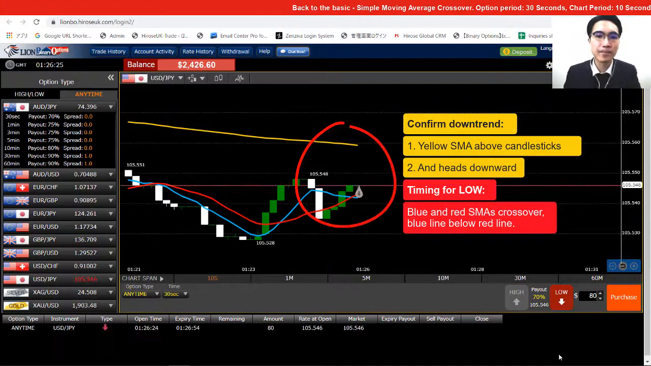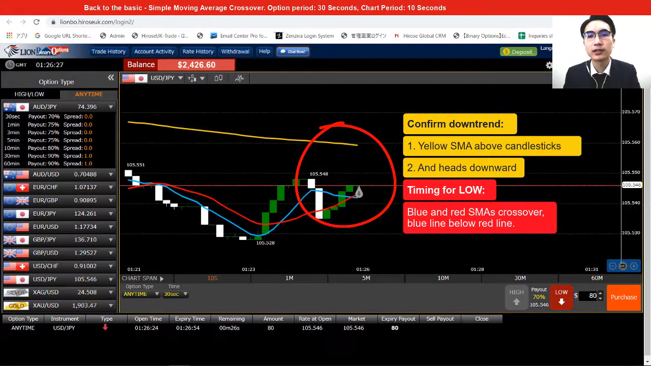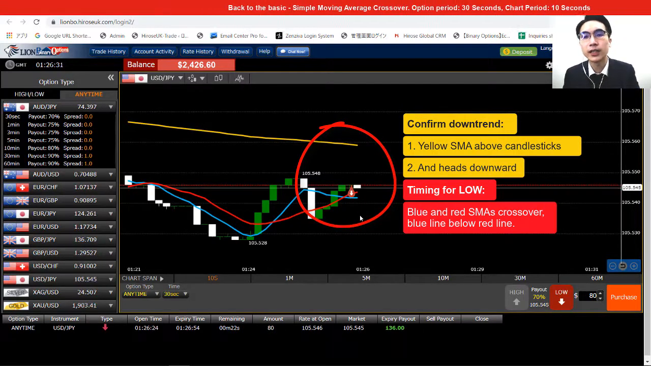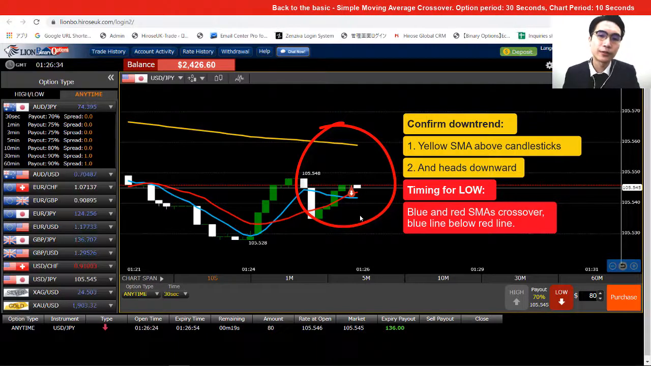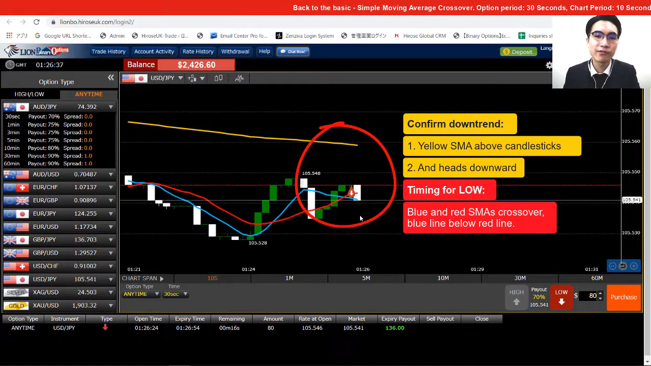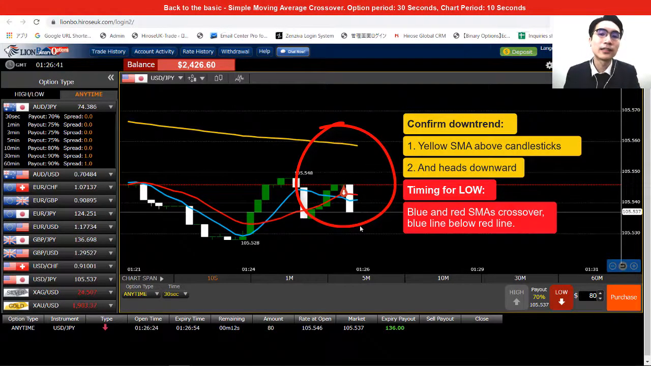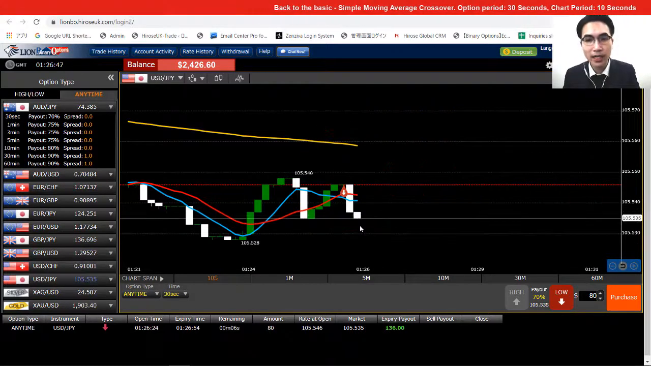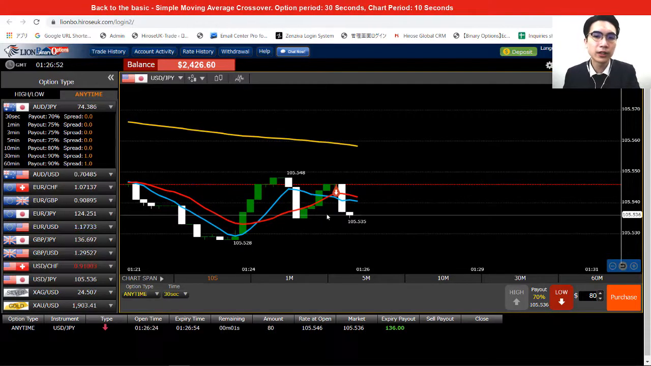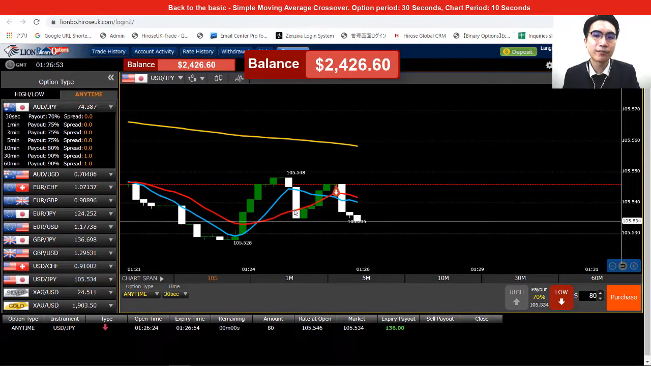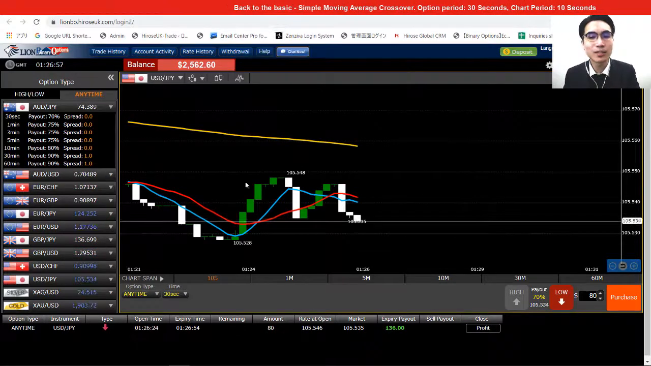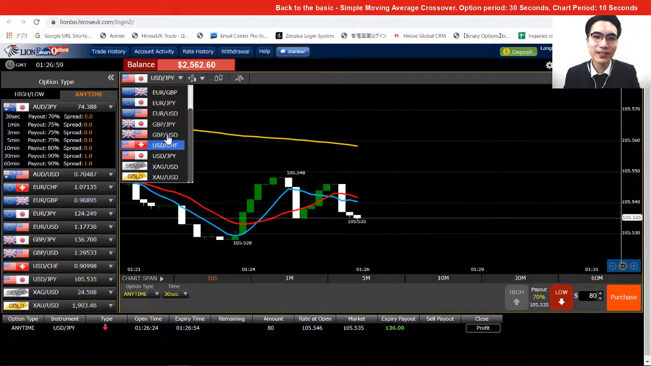There we go. And again, it's a downtrend. The yellow simple moving average is above the candlestick, and the other two simple moving averages cross over, with the blue line below the red line. That is a bearish indication, and that's why I opened a low option there. The trade is about to finish. Yep, it's going to end in profit. That's a clear win. Next I'm going to explain something to you.